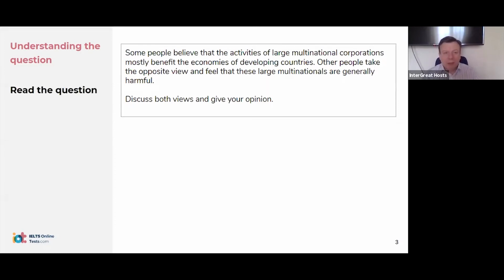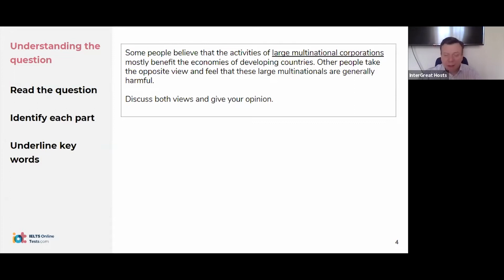So we're going to read the question and then we will identify each part. Obviously here we've got discuss both views, give your opinion, and then we've got the main question body. And then, yes, we'll underline key words. Yeah, that's good. You need to develop your ideas, so brainstorming is good. So, there's one, large multinational companies.